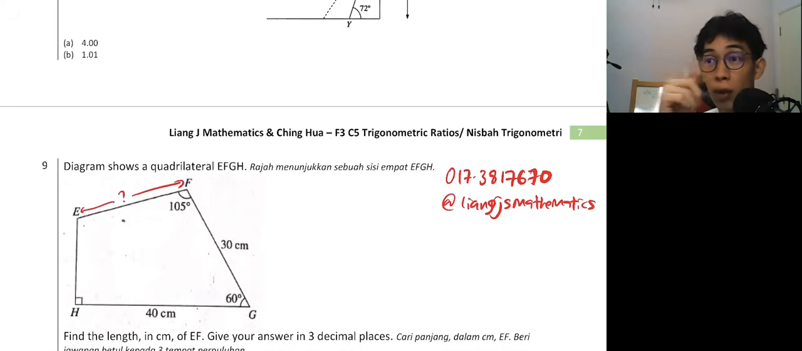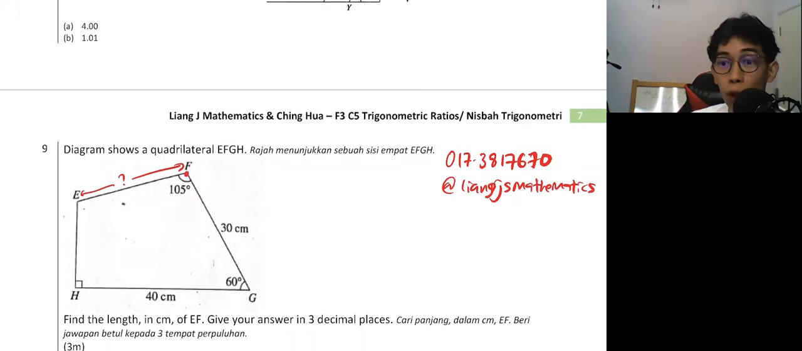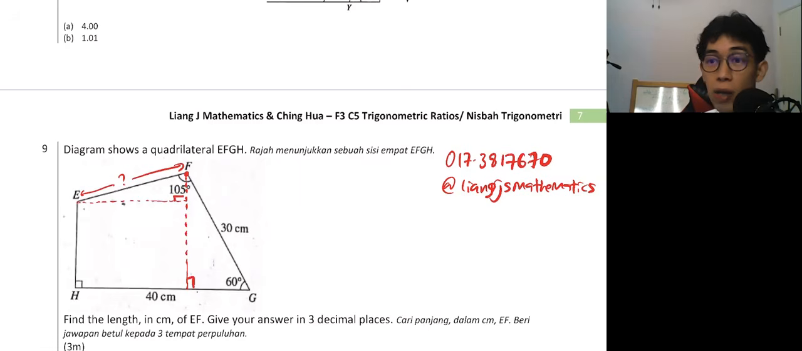Why not I show you how I draw. Number 1, I will start from F and draw directly down and form a right angle triangle. Once I form a right angle triangle, the other side is not a right angle triangle, so I will take the E and form another right angle triangle. Got it? And why do I do this?